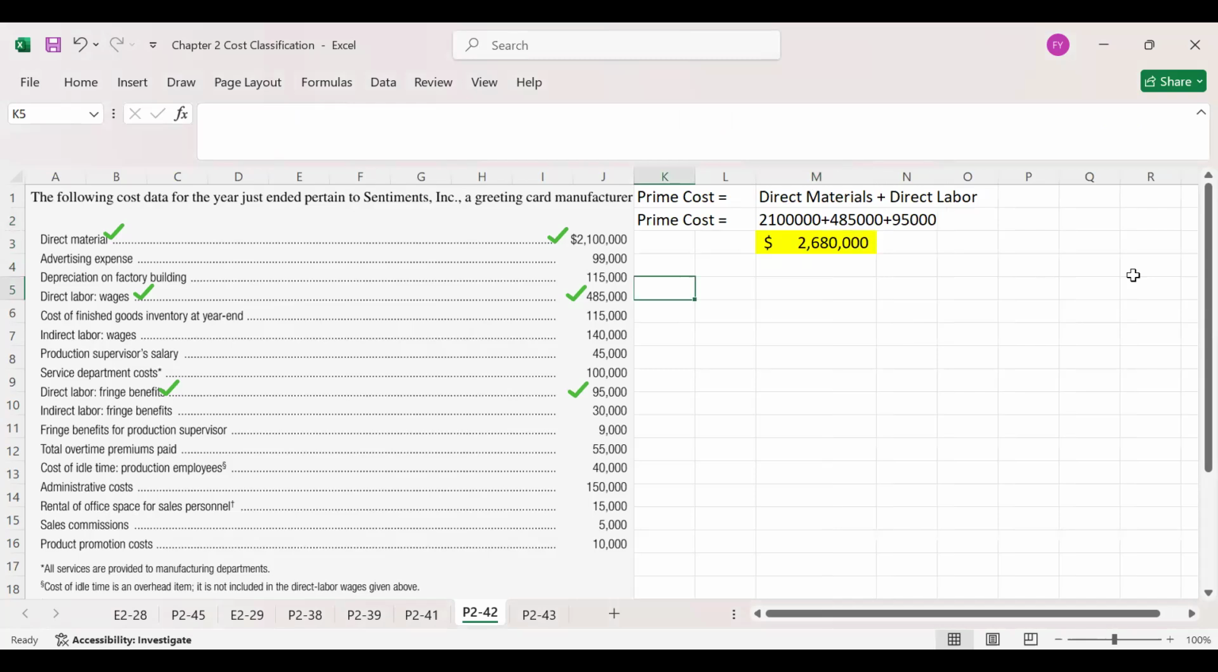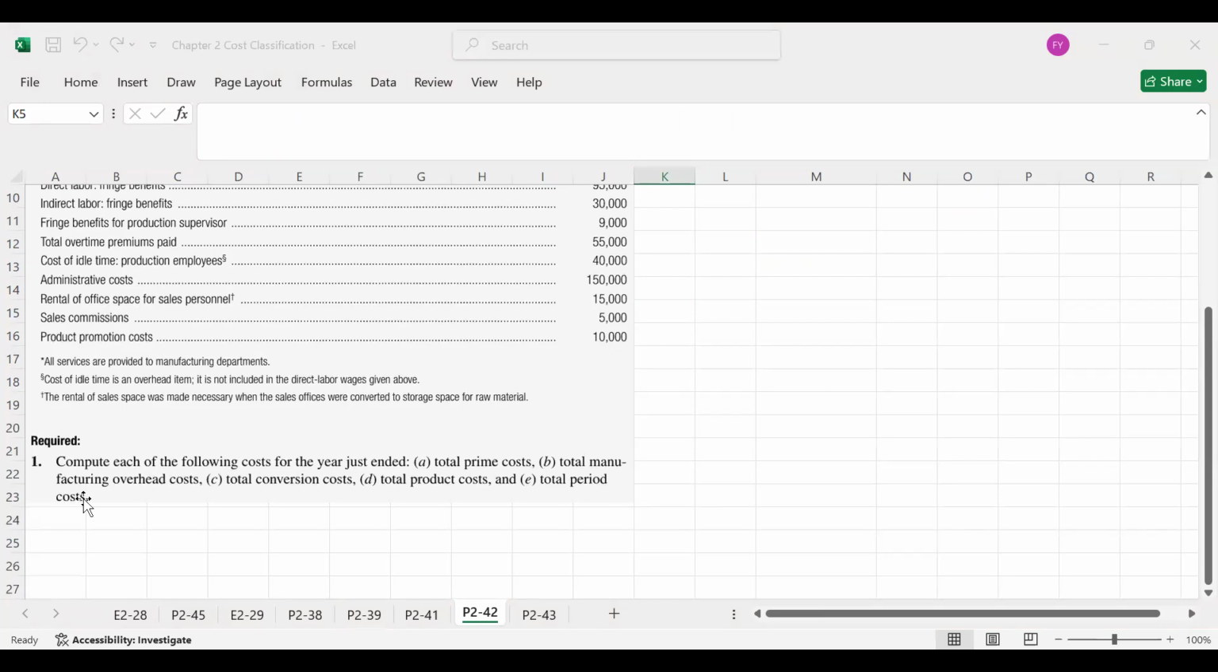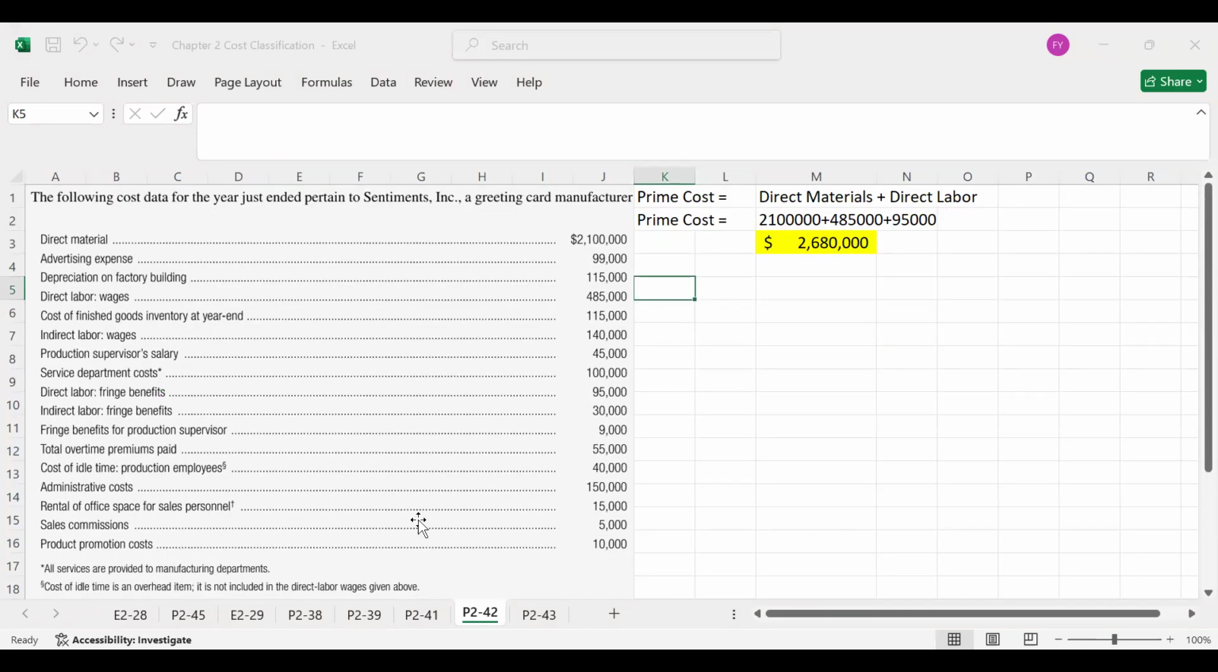And requirement number two is about the calculation of total manufacturing overhead. As we have discussed, all indirect cost of the factory. So do remember that all the cost other than direct material and direct labor is a part of factory overhead or manufacturing overhead. Now you can see the data that we have.